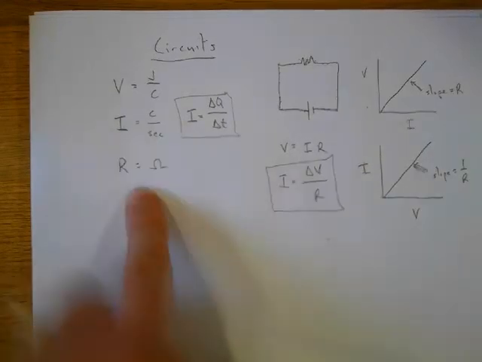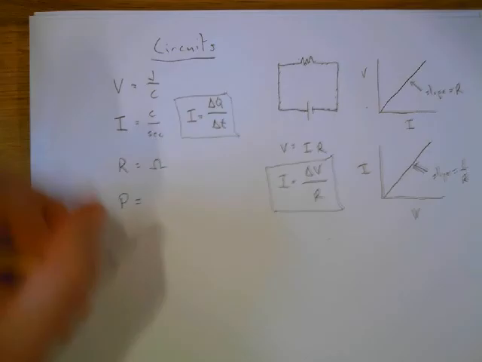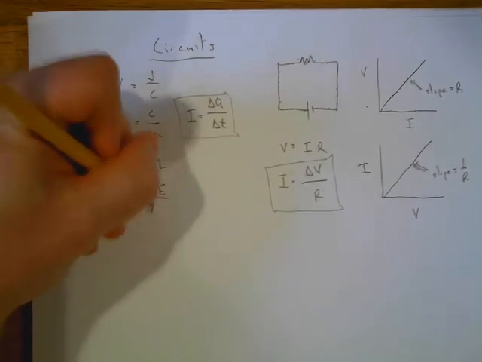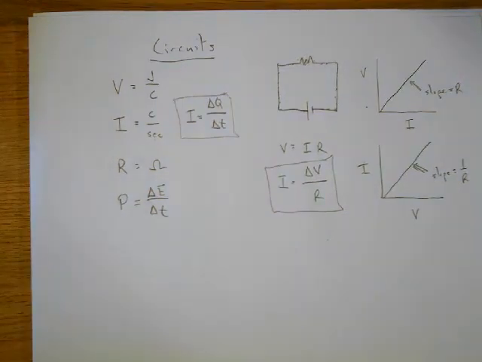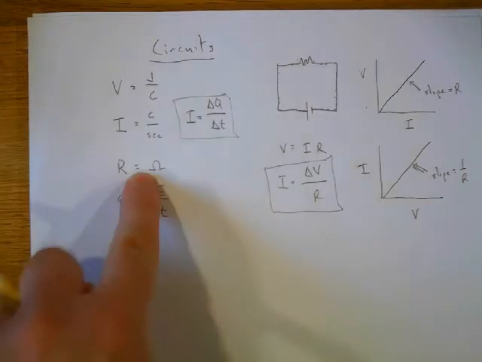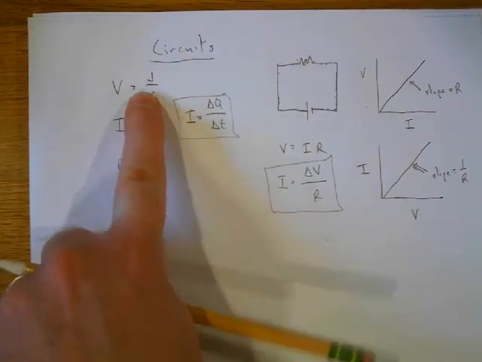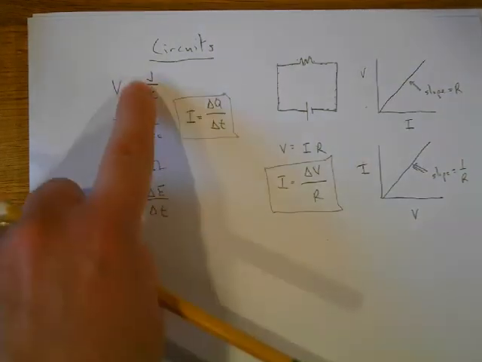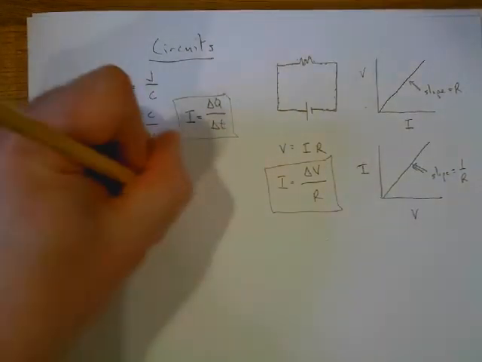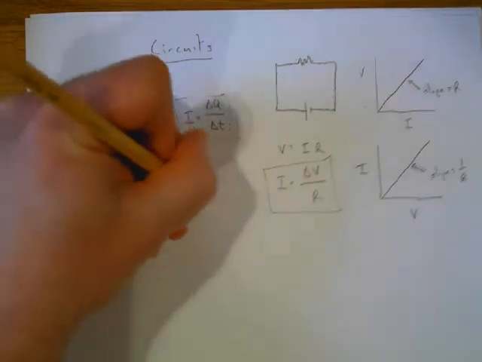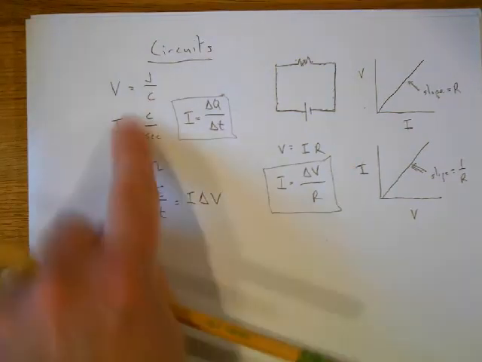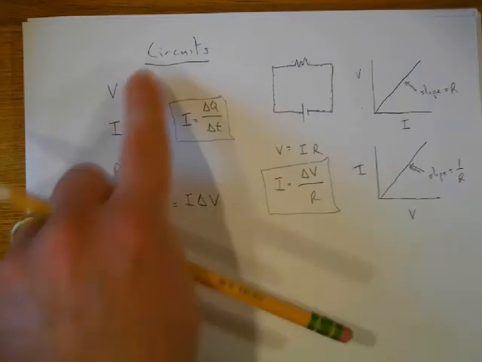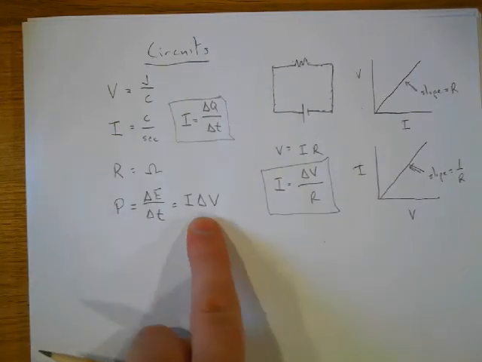Other basic stuff. Let's see. Oh, you need to understand power. Power. Remember, power is the rate that energy is converted. Well, if you look, do we have energy up here? Oh yeah, we do. We have joules. This is a joule per coulomb. Oh, so if I want joules per second, I have to multiply this by this, which is going to be I times delta V. And if you look, coulombs per second, joules per coulomb, so then I'd end up with joules per second, which is power.